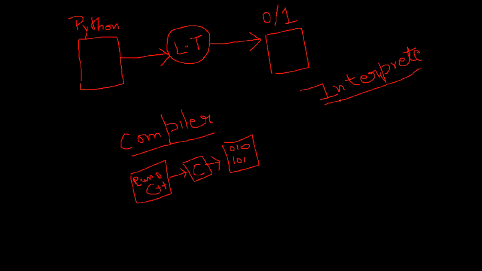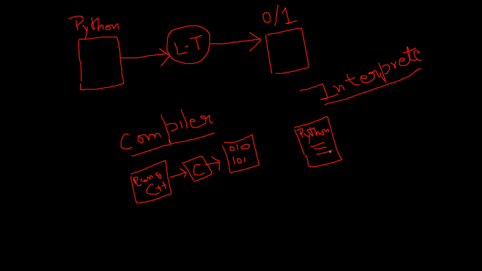What is the functionality of the interpreter? Suppose you have written code in any of the third generation languages, and suppose we use Python, because we are working on Python also. So we are taking the example of Python. Suppose in the Python language you have written some code, right?